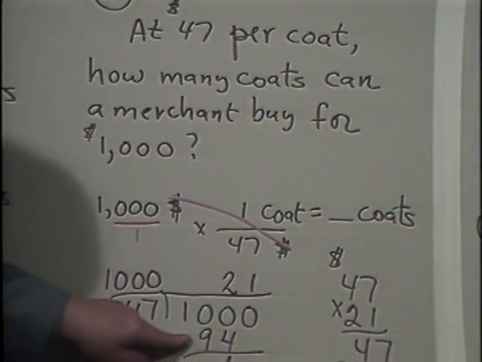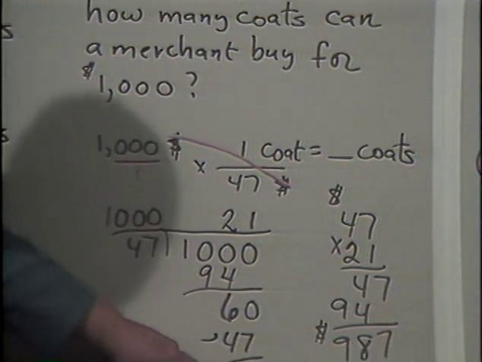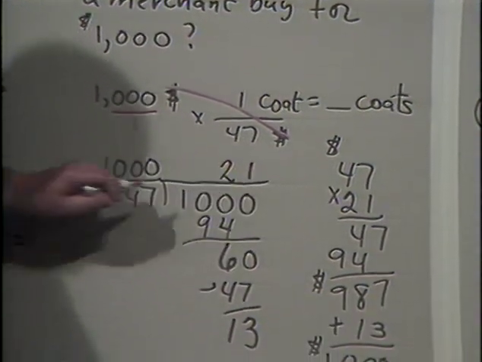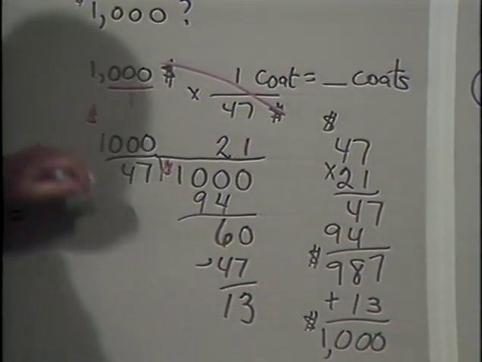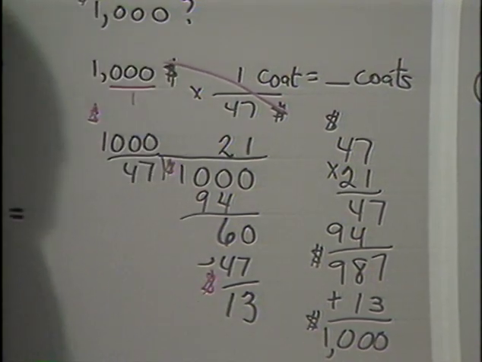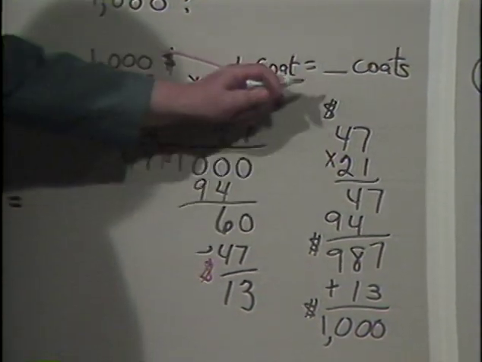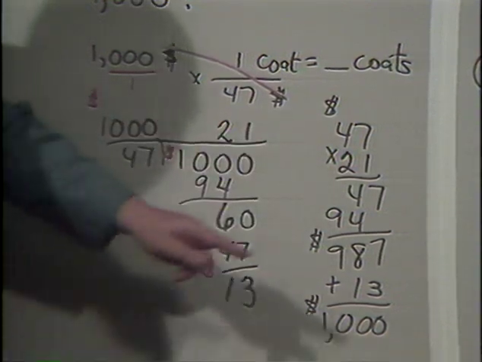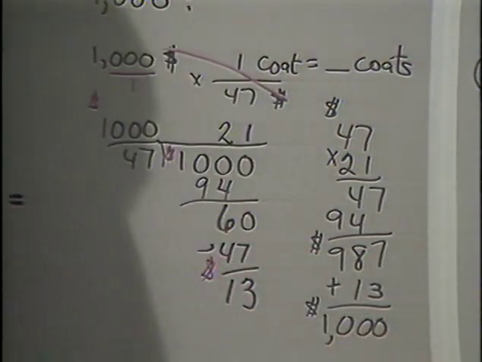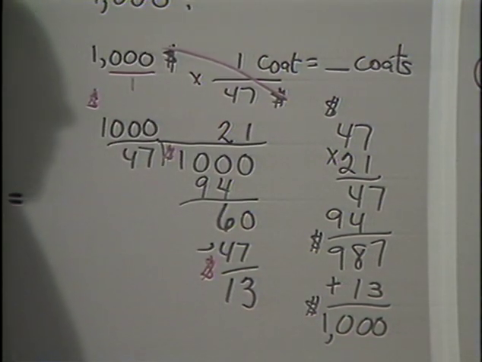And now, even without the calculator, by longhand, I can find out what? That I can buy 21 coats, and I have a remainder of what? $13 towards the next coat. And you can check this out here. 47 times 21 is $987, plus the $13 change is $1,000.